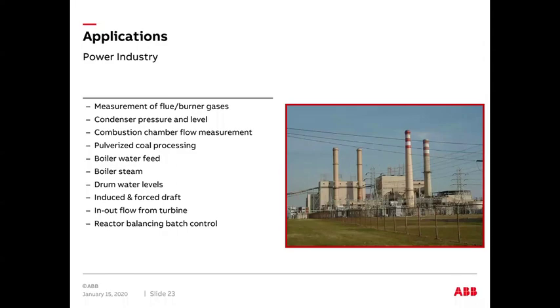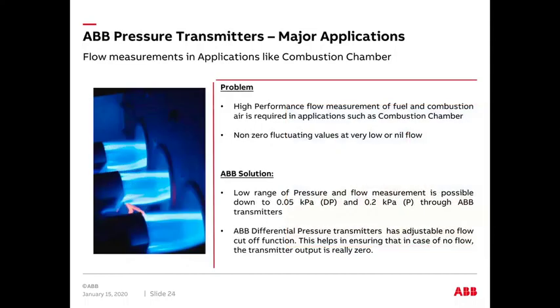from a turbine. You move on to something like this where you're measuring the gas. So you need high performance measurement to control the fuel and the combustion. So the ABB solution, we have very low pressure ranges that you can use to control what's going into there. Differential pressure you can use to adjust the flow or to cut off the flow.